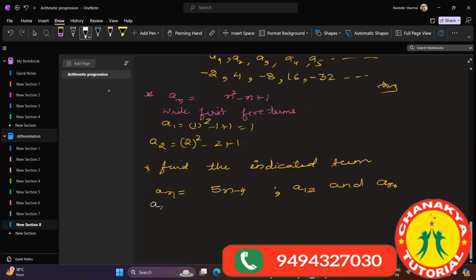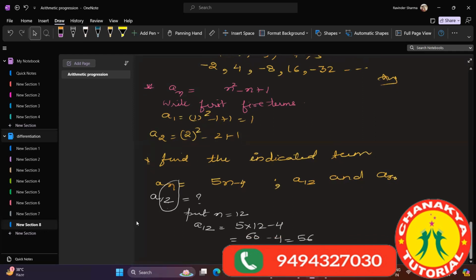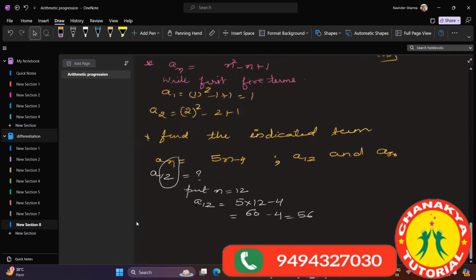So to find A12, when you compare these, you will get value of n as 12. So put n is equal to 12. Then your 12th term will be 5 into 12 minus 4. So 12 5s are 60. Minus 4, it will be 56. Okay? Got it, beta? Now A30.